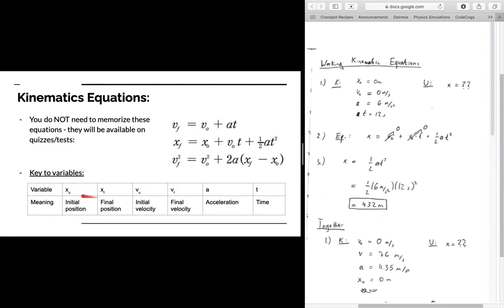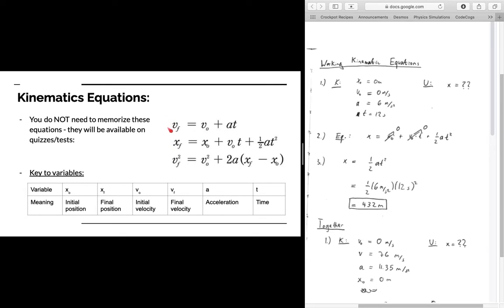We'll go over these equations real quick, but let's go over what the variables mean. Our key to the variables: x naught is what we call initial position, xf is final position, v naught is initial velocity, vf is final velocity, a represents acceleration, and t represents time. These equations were all found using calculus applied to the motion graphs that we looked at in the prior section, specifically position versus time and velocity versus time graphs.